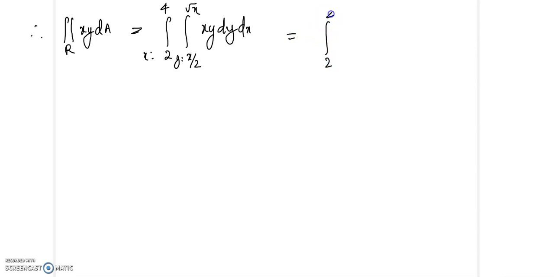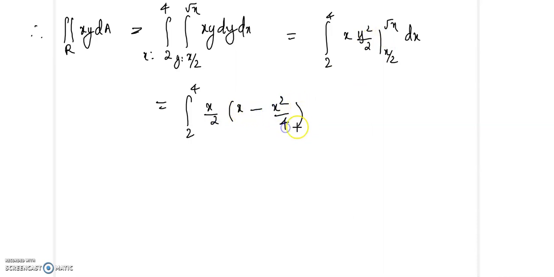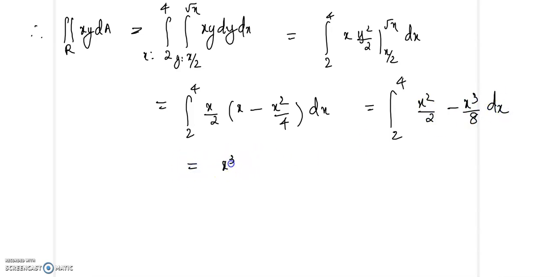Upon integrating we get x y square by 2 from x by 2 to root x, dx. So that is the integral from 2 to 4 of x by 2 into y square with limits applied. We get x minus x square by 4, dx. So that is the integral from 2 to 4 of x square by 2 minus x cube by 8, dx. Upon integrating you will get x cube by 6 minus x raised to 4 by 32, from 2 to 4. So apply the limits from 2 to 4.